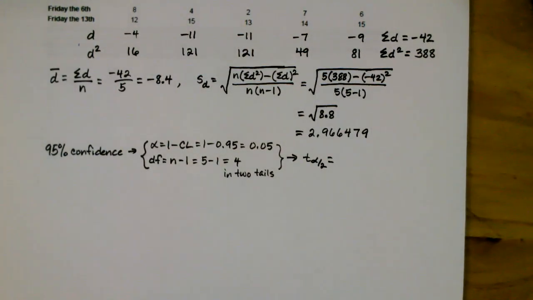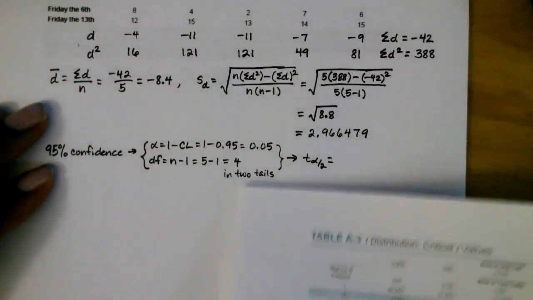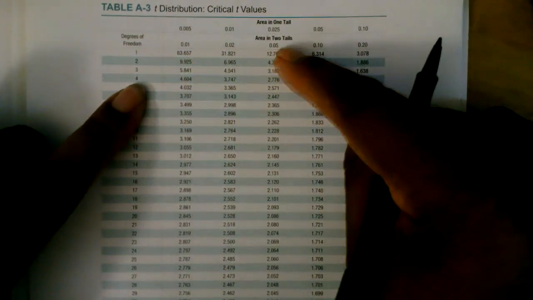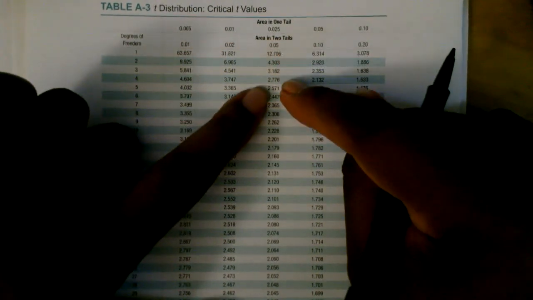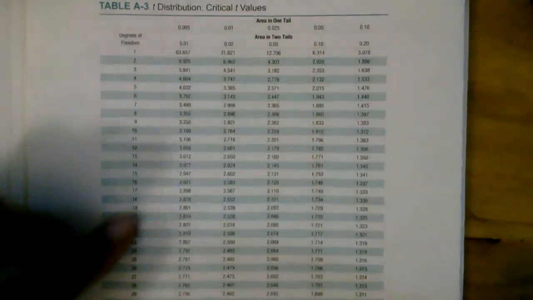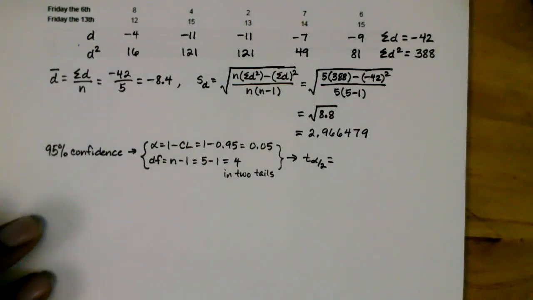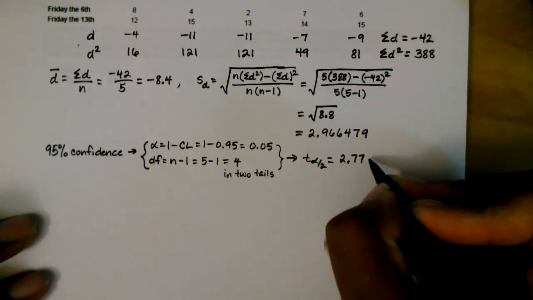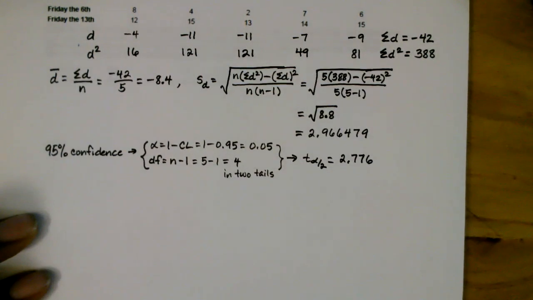So let's get table A-3 out. Let's see, 4 degrees of freedom. And under area in two tails, we locate 0.05. That's right here. Read across and down, you'll see that it will be 2.776. So your critical t value here would be 2.776.